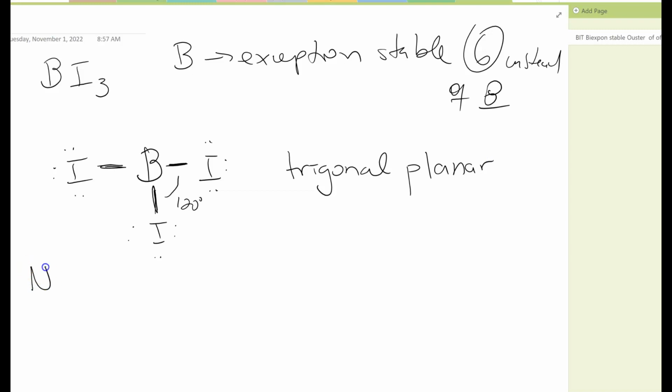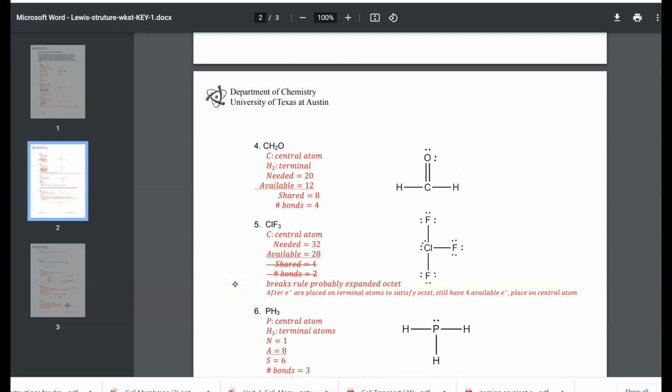Okay. A molecule where nitrogen and 3 iodines are bonded to it. We're going to put nitrogen in the middle. This is not an exception to the octet. Now, this one has a lone pair of electrons. The lone pairs of electrons push at these angles a little more.